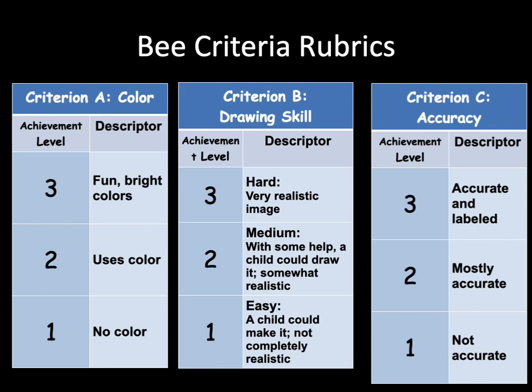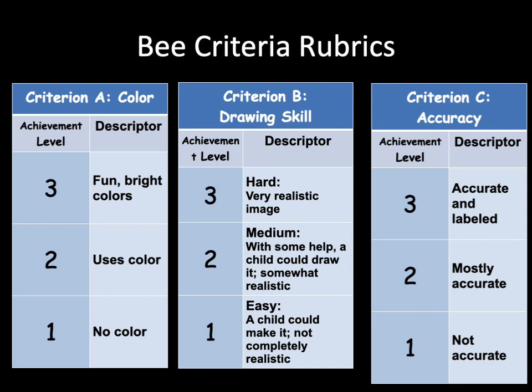With drawing skill, if it's very easy, a child could probably make it, and it's not really realistic looking, that would be a level 1. A medium would be, okay, a child could probably draw it with some help, and it's somewhat realistic. And a 3 in drawing skill is difficult: a very realistic image that would take a lot of skill to create. And finally, for accuracy, we're looking at how accurate the drawing is. It's not accurate, like it's not lifelike. It's mostly accurate, which means it is lifelike, or it's accurate and labeled. So there's a key for the accuracy, what we're looking for.